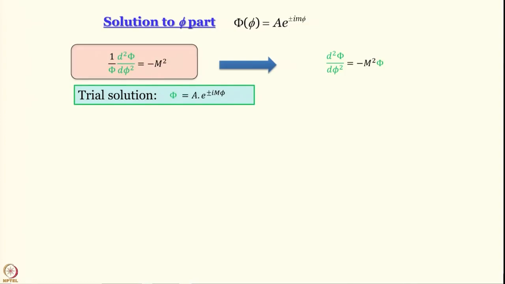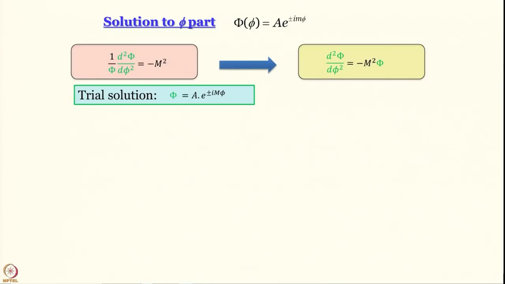Please satisfy yourself that if you differentiate it twice, you do get something like minus m square capital phi. You get it? Differentiate once, you get d capital phi d phi is equal to plus minus I m A e to the power plus minus I m phi. Differentiate once again, you get d2 capital phi d phi 2 is equal to plus minus I m multiplied by another plus minus I m A e to the power plus minus I m phi. Okay, that is an eigenvalue equation. The eigenvalue would be the value of whatever this d2 d phi 2 might be the operator for. Okay? So, this is the equation that we are going to solve.